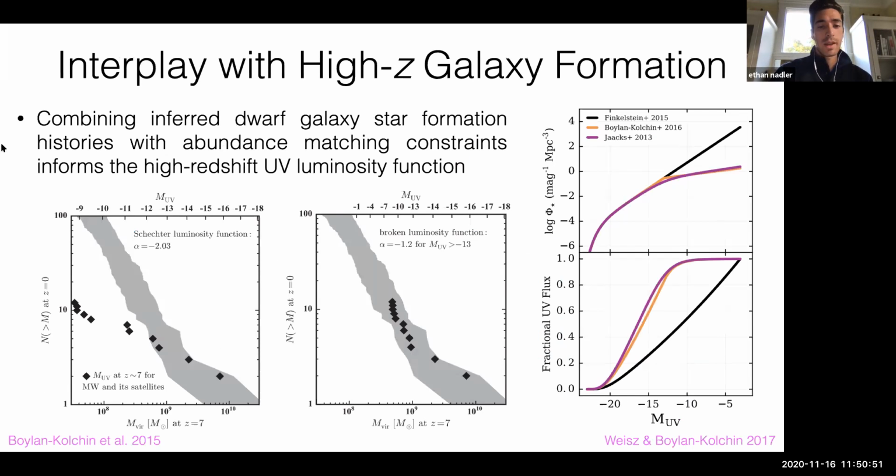I also want to note that these observations of ultrafaints in the Milky Way are really key for our understanding of galaxy formation at high redshifts. This is because the progenitors of these extremely faint dwarf galaxies are not directly observable at high redshift. In fact, they won't be even by surveys like JWST. So in order to reconstruct what the high redshift luminosity function was in this extremely faint regime, we have to use these tracers in the local universe as tools to work backwards and infer that luminosity function.